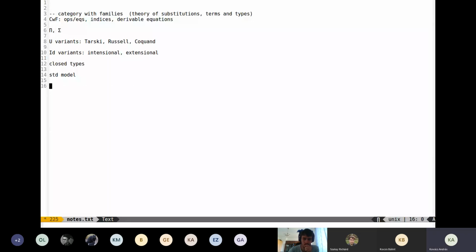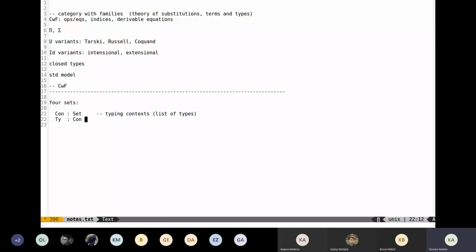Okay, so let's start with CWF. So we have 4 sets in a CWF. We have Con, which is the set of typing contexts, and the typing context can be understood as a list of types. And we also have Ty, which is a family of sets indexed by context.